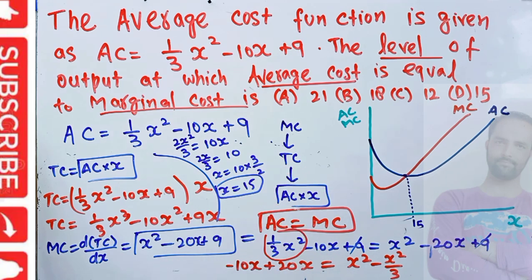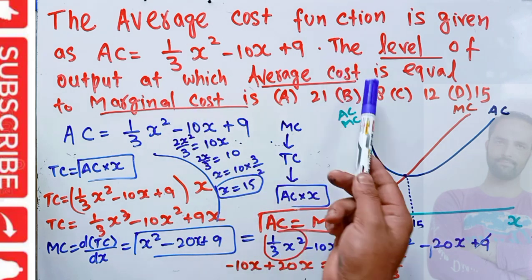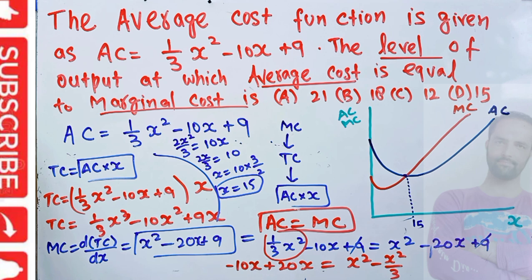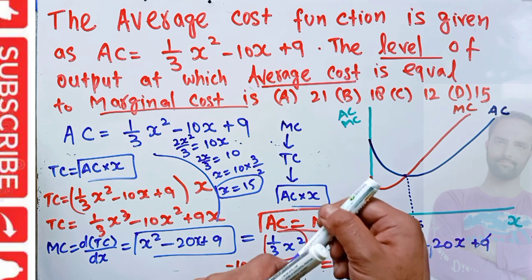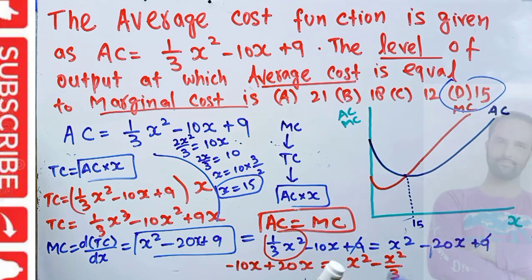So the basic trick is, either you take the minimum of average cost, and by minimum we mean the derivative of average cost should be equal to 0 at that point, or you just equate marginal cost with average cost to get the level of output where MC and AC are equal. I hope I make myself clear in this video. So the correct option should be option D.